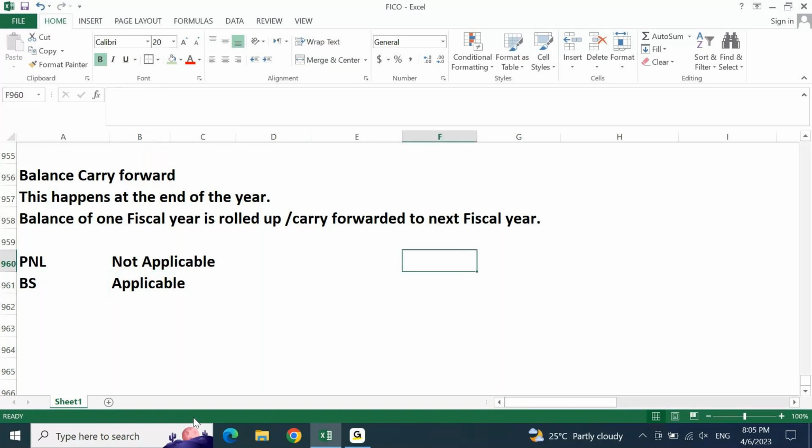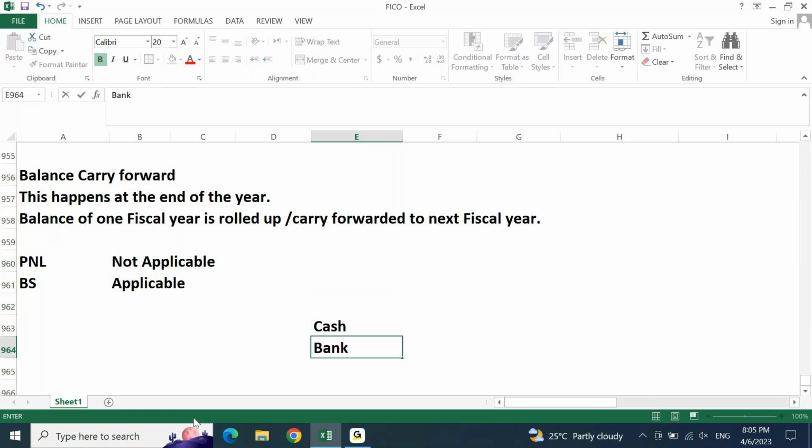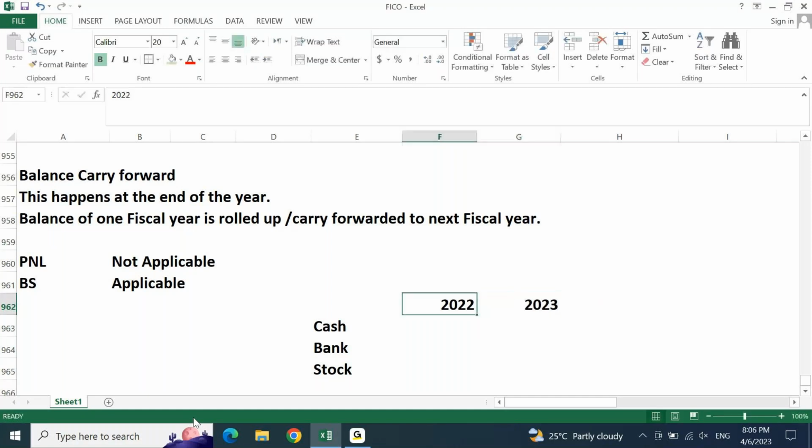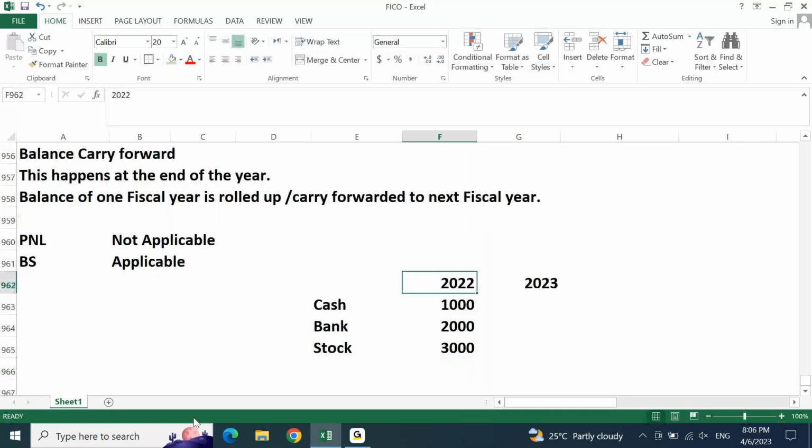Let's say I will take a cash account, a bank account, and my stock. I'll take year 2022 and year 2023. Now in 2022, my cash balance is 1000, bank balance is 2000, stock is 3000. When I close my year 2022 and enter into year 2023, which is the next fiscal year, my cash balance should show the previous year closing balance of 1000, or should it show 0?